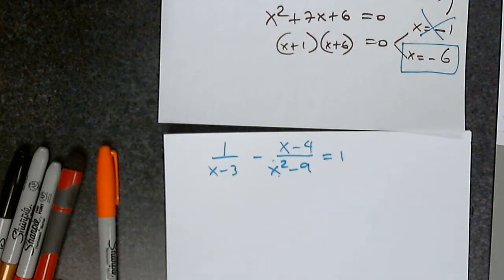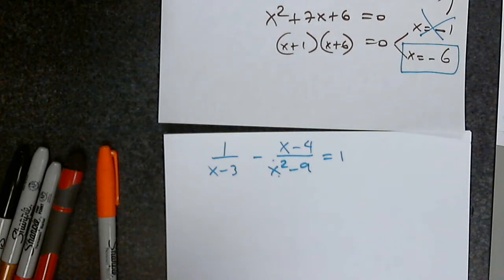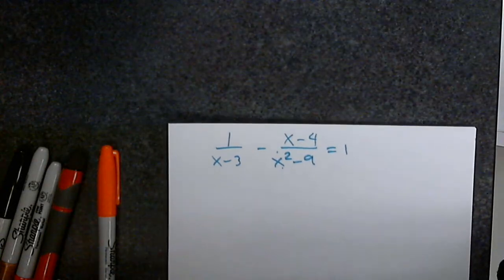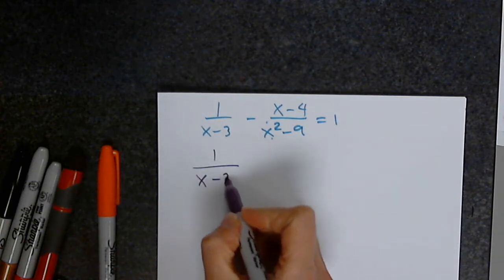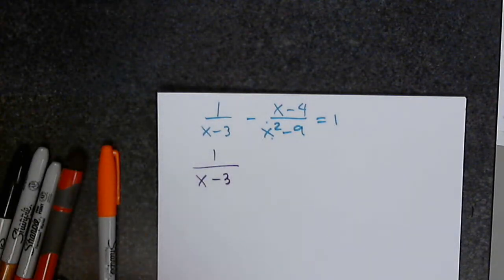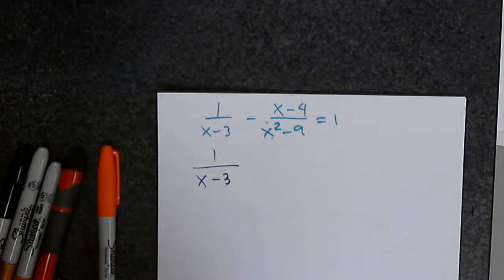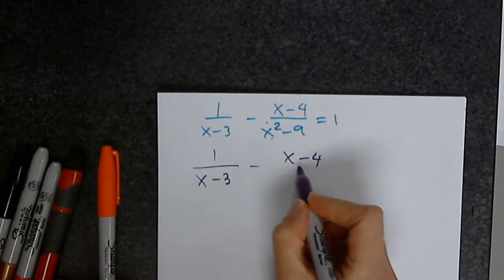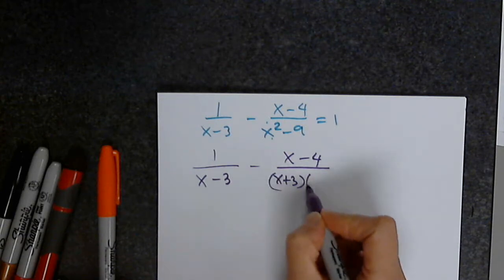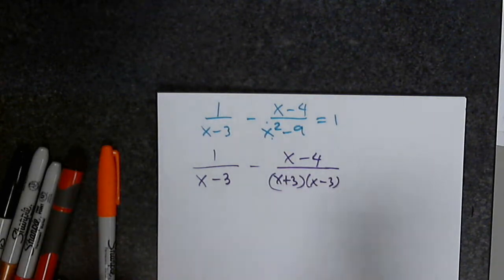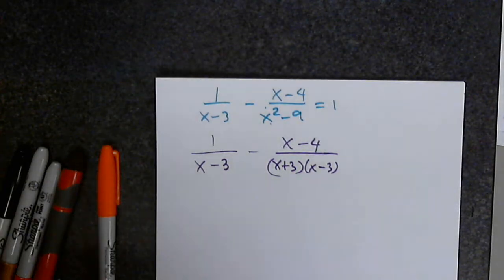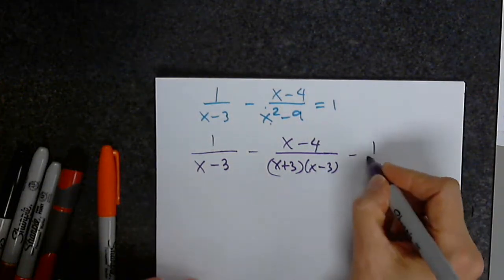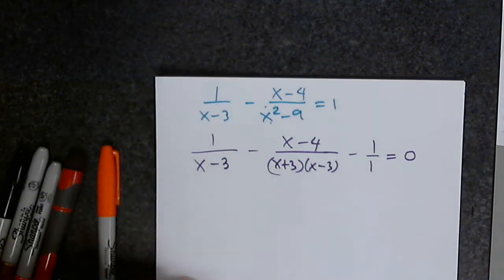So this was a little bit easier, because it didn't have so much going on in the numerator. So 1 divided by x minus 3. Do we need more time? Sorry. Minus x minus 4 over x plus 3, x minus 3. Do you want to move 1? I prefer having 0, because it's easier when I cross multiply. So minus 1 over 1 equals 0.